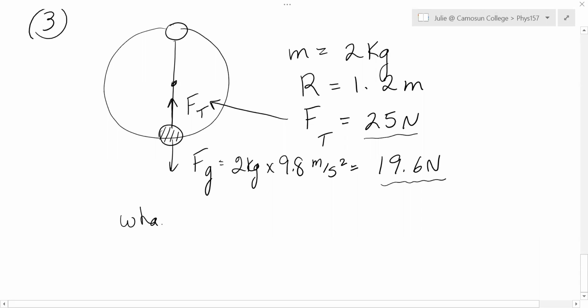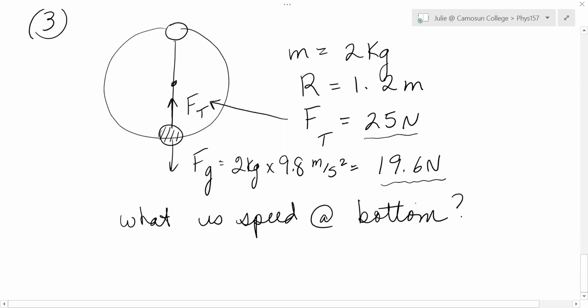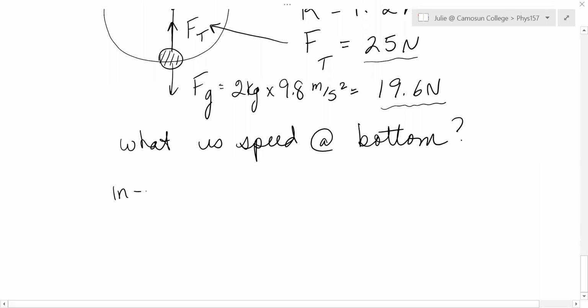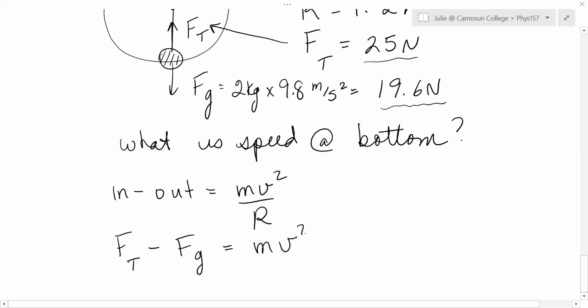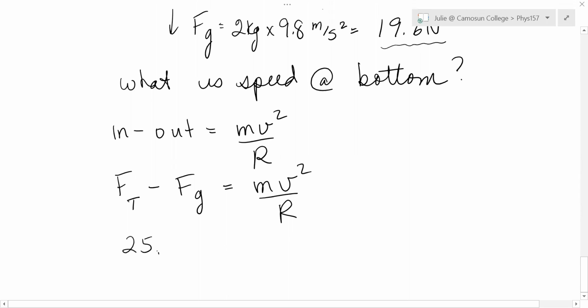Okay, so what is the speed at the bottom? Okay, so Newton's second law, in minus out equals mv squared over r. It's always the same for all these questions. So in is Ft, out is Fg, is mv squared over r. Now we may as well just work that out. 25 newtons minus 19.6 newtons. So this is F net. If you want to write this as F net, you certainly can.